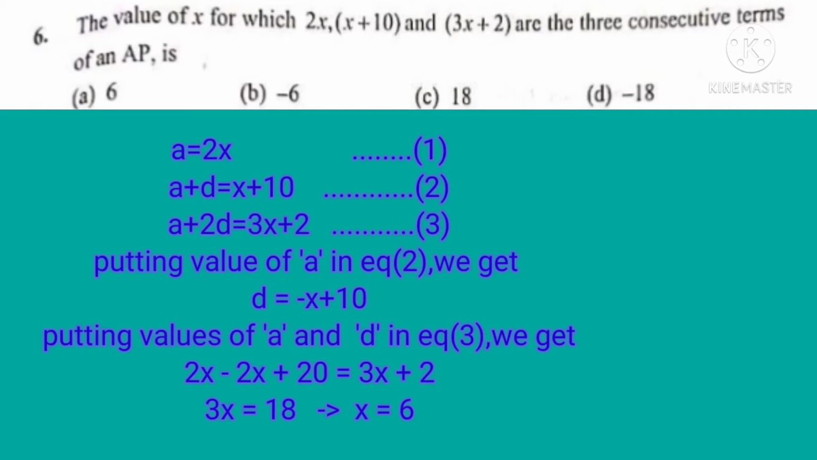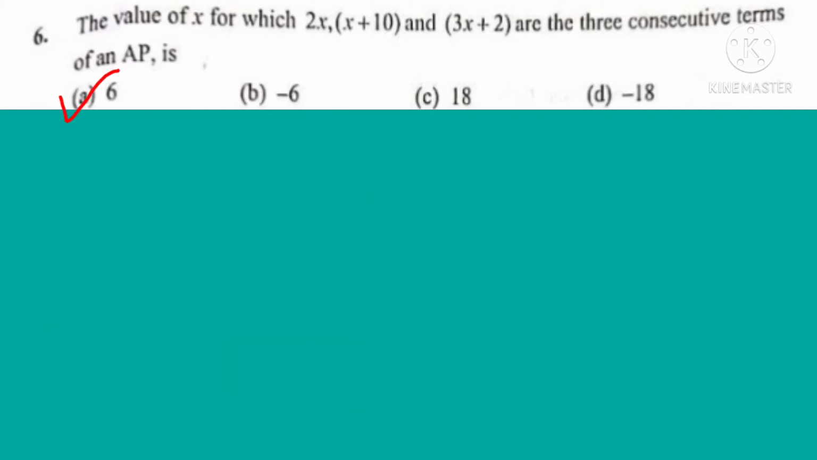So it is this. Putting the value of a in equation number 2, we will get d. Then put the values of a and d in equation number 3, and we will get the value of x. So this is the right option. So the right answer is 6.